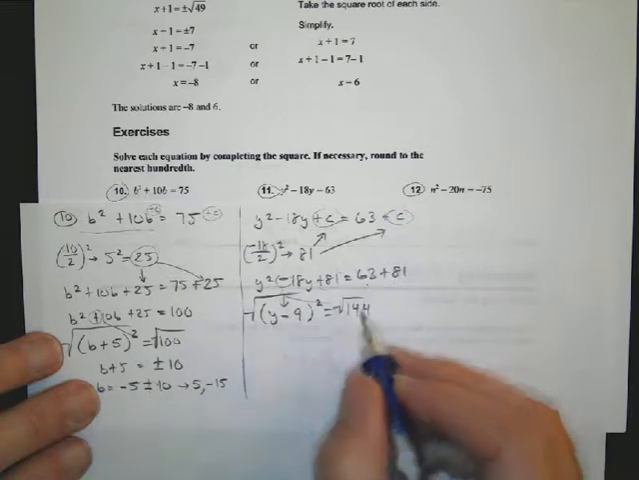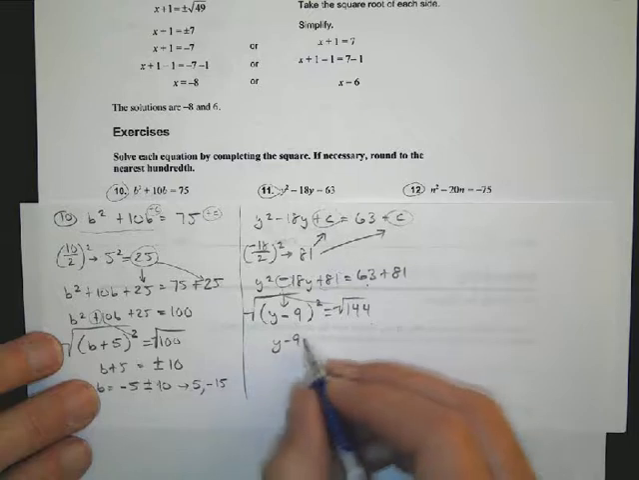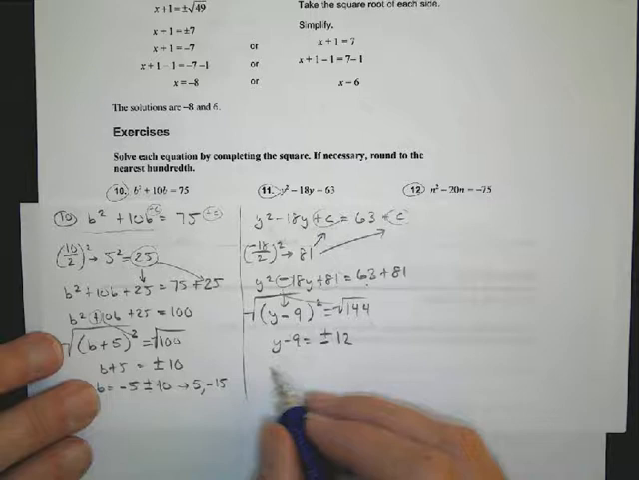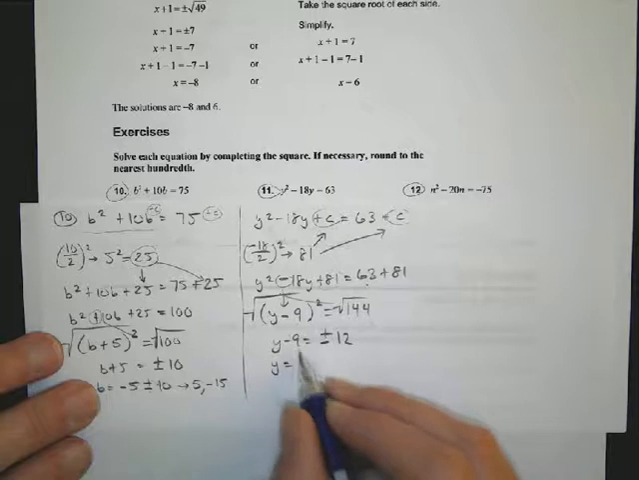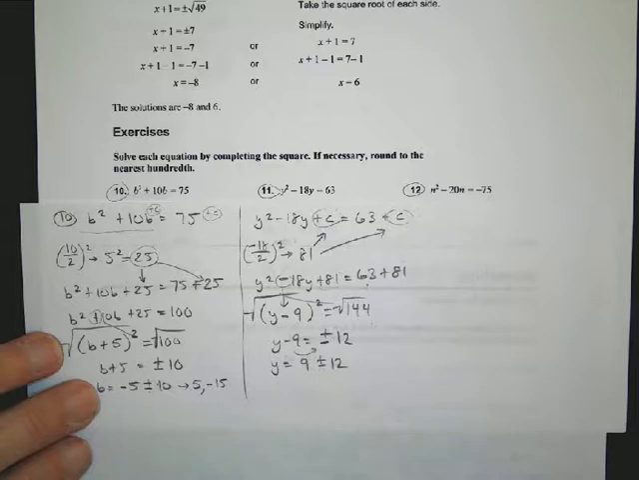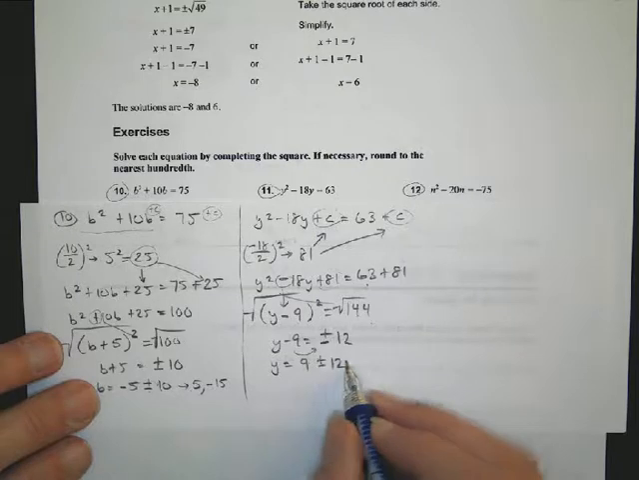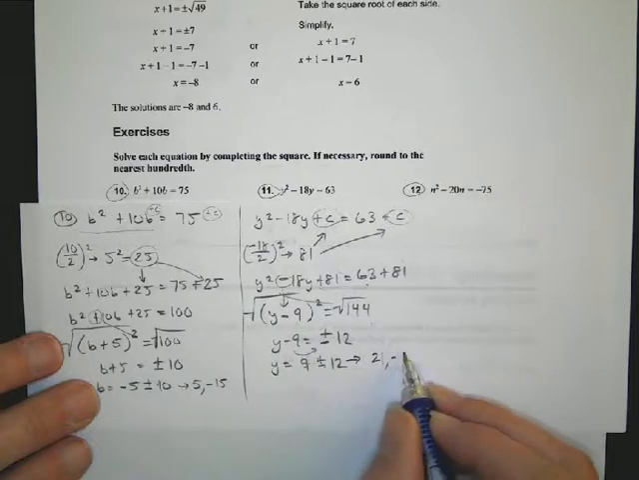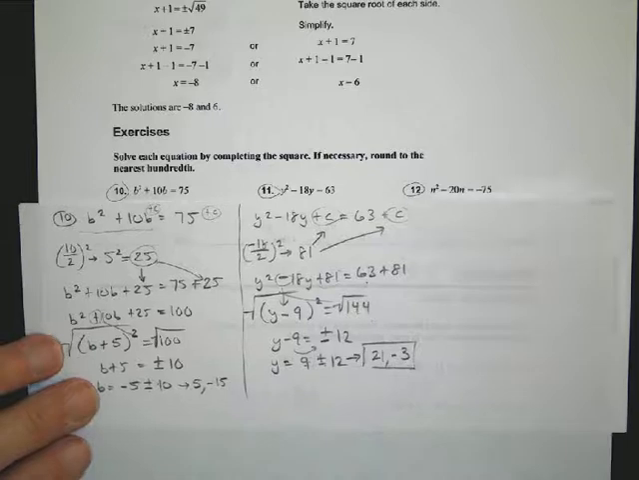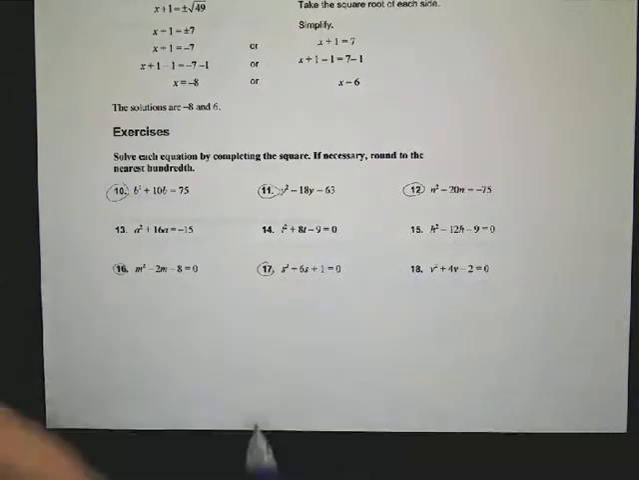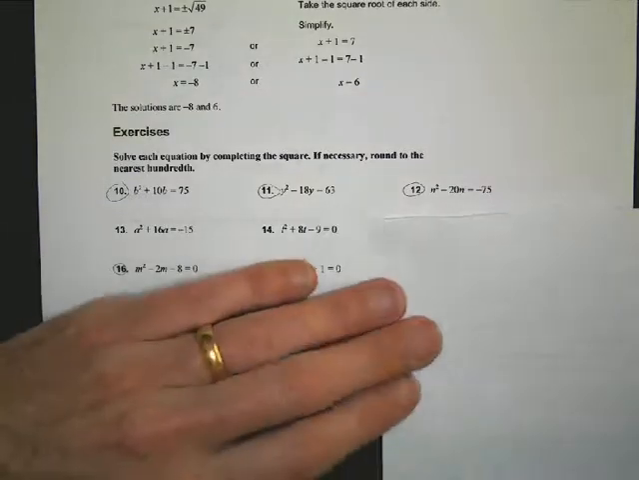So now I'll take the square root of both sides. Those go away. So we have y minus 9 equals the square root of 144, which is 12, plus or minus 12. I'll move the 9 to the other side. And so I end up with 9 plus or minus 12 as my solution. 9 plus 12 is 21, and 9 minus 12 is negative 3. And those become my two solutions for number 11. Alright, let's look at number 12.